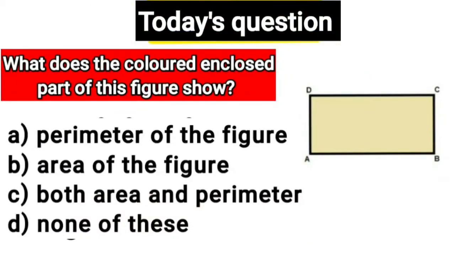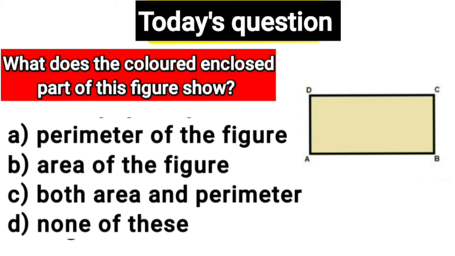Kids, this is today's question now. What does the colored enclosed part of this figure show? Here we have 4 options. We have to choose one right option and put a tick across it. Option A is perimeter of the figure, option B is area of the figure, option C is both area and perimeter, and option D is none of these.